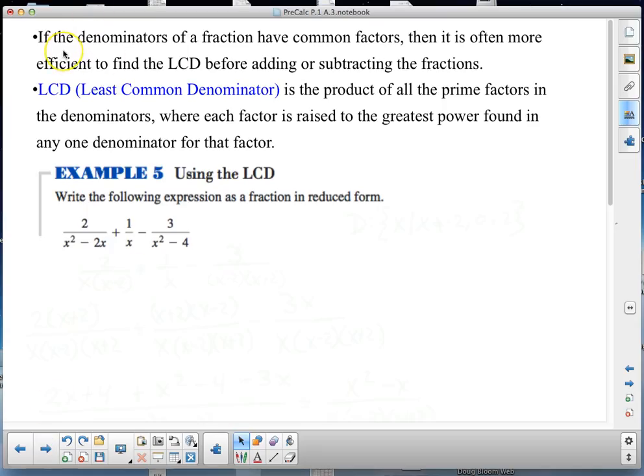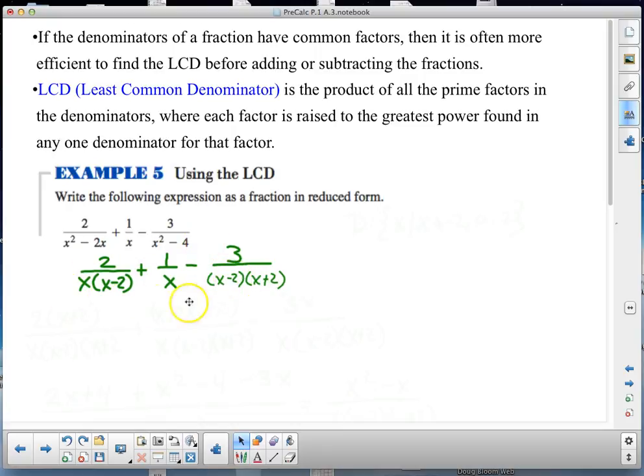And my last one. If the denominators of a fraction have common factors, then it's often more efficient to find the LCD before adding or subtracting the fractions. LCD, least common denominator, is the product of all the prime factors in the denominators, where each factor is raised to the greatest power found in any one denominator for that factor. So here, I'm going to look at this and break these down. So I've got 2 over, I've factored out an x times the quantity x minus 2, times x minus 2, x plus 2.